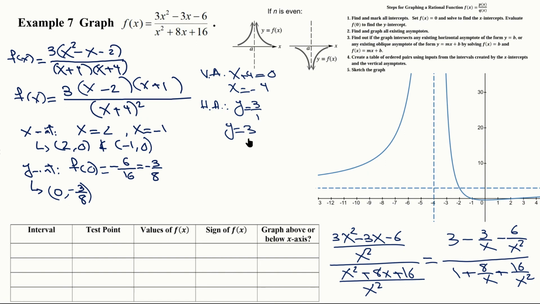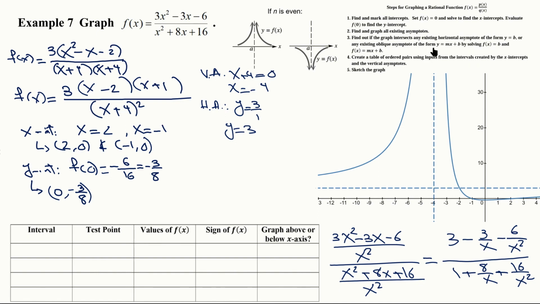So y equals 3 is the y value that this function is going to get closer and closer to, both going this way as well as going the other way. All right, so that's how we get our horizontal asymptote, and we go ahead and graph that, y equals 3. Once we have graphed our asymptotes, we're going to try to find out if our graph crosses or intersects the horizontal asymptote.